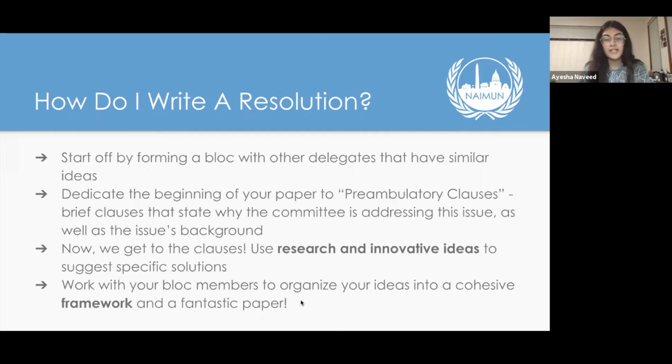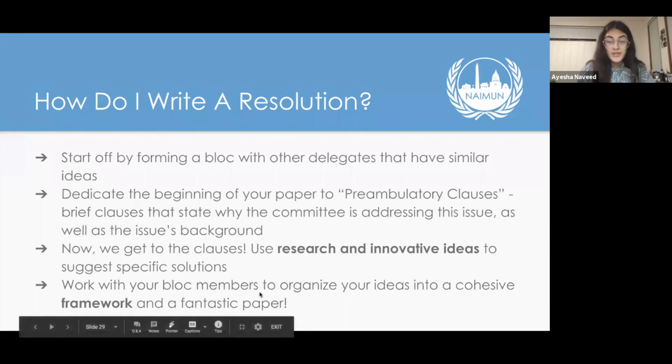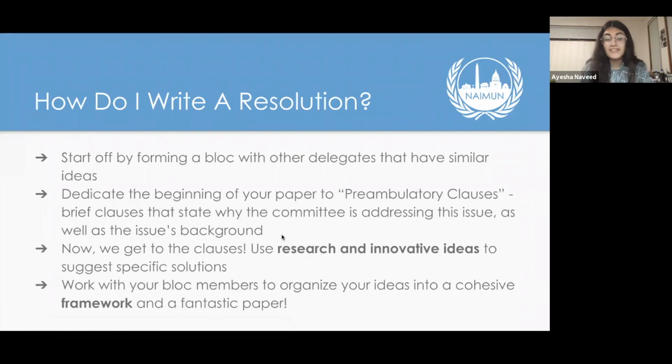These are the clauses that include your research and your innovative ideas where you bring solutions to the table. You work with your block members to organize your ideas into a cohesive framework, something catchy, and you end up making a fantastic paper that brings solutions to the problems that you were discussing within the conference.